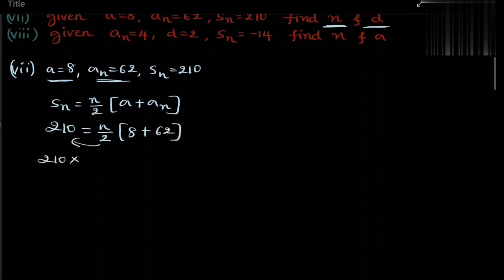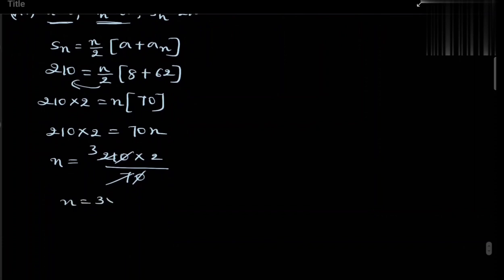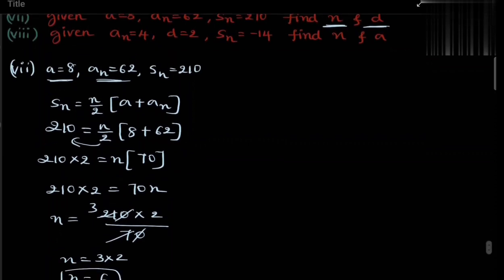Move 2 to this side, it will become 210 into 2 is equal to n into (8 plus 62), that will become 70. So 210 into 2 is equal to 70n. So n is equal to 210 into 2 divided by 70. Here the zeros get cancelled, 7 ones are 7, 7 threes are 21. So n is equal to, remaining here, 3 into 2, which means 6. Therefore the number of terms is 6. Next we want to find the common difference.